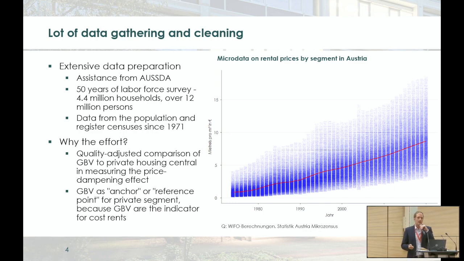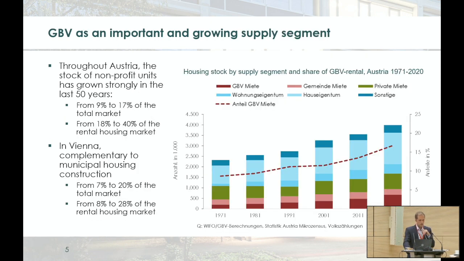And in our study, we always use the cost-based rent measures from the non-profit segment as the reference point to understand, okay, how large is the markup that for-profit landlords can actually demand over what costs would make necessary. So these are two important parts of our approach.